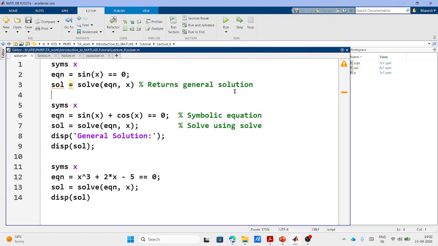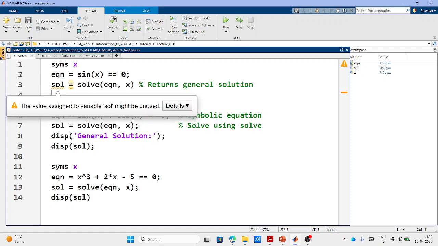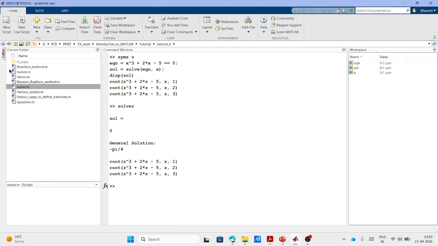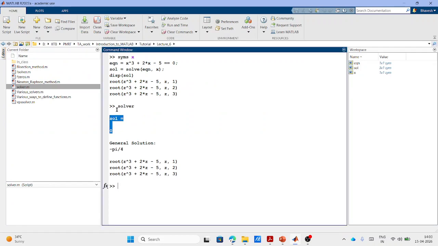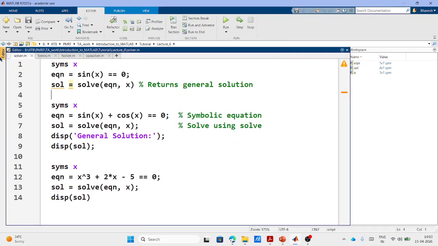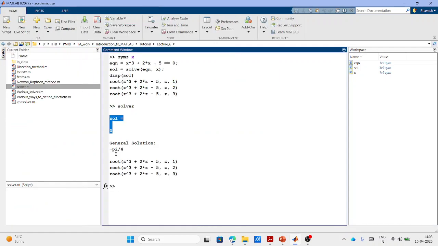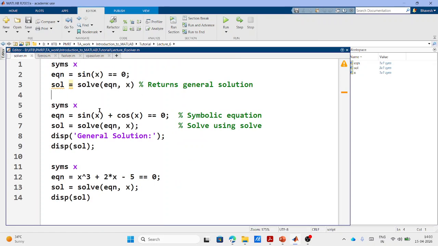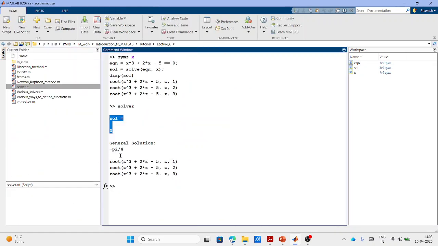In the same way, you can run this part also, sin x equal to 0. That will be possible for the value 0. So with the solve command, here you are getting the solution as 0. For the second part, sin x plus cos x equal to 0, your solution will come at minus pi by 4. You will see that one is positive and one is negative, and that's why the summation will become 0. So this is how you can use it, but this time it provides the solution in the form of symbols.